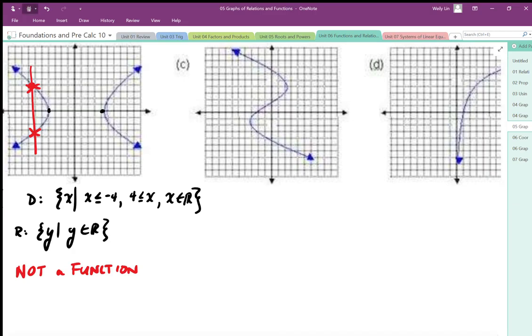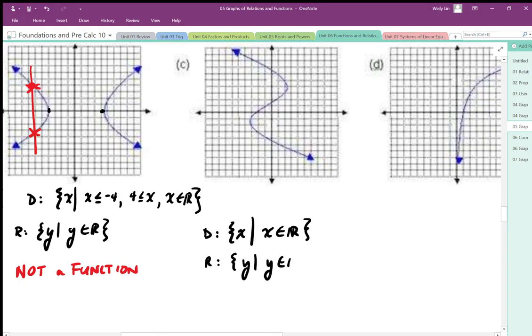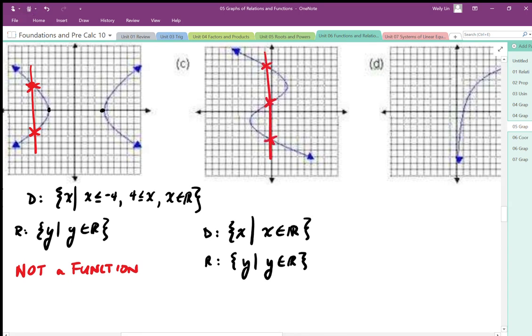Here, the domain for this function is going to be our X. And since this goes all the way that way and keeps on continuing both ways, it looks like X can take on all real values. And then for the range, the same thing. It's going to keep on going down infinitely, and it's going to go up infinitely. So Y can take on all real values as well. And when we test it with our vertical line test, it does not pass our vertical line test. So this is not a function.